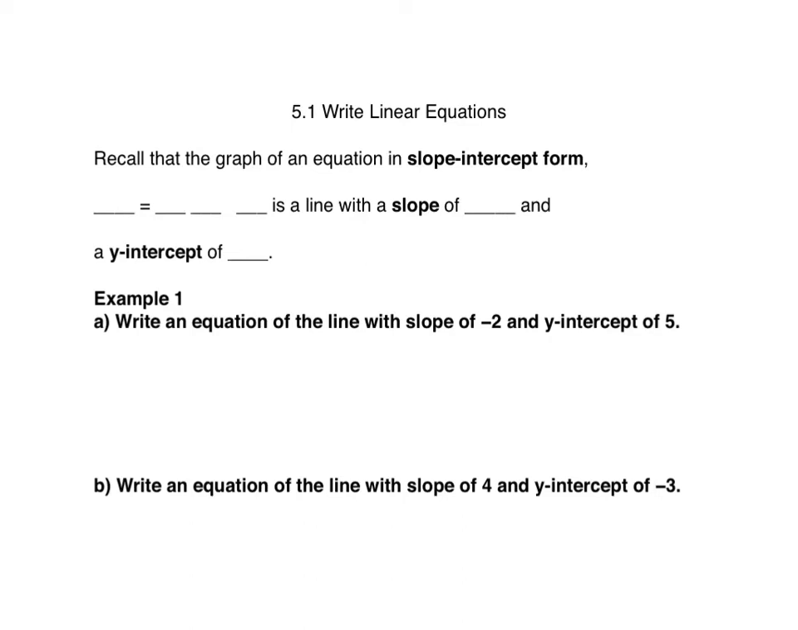So again, guys, as we're looking at this section in chapter 5, this one in particular should be pretty easy. As we're starting here, this is actually kind of a review of what we already have seen last chapter. It says, recall that the graph of an equation in slope-intercept form is y equals mx plus b, with a slope of m and a y-intercept of b.